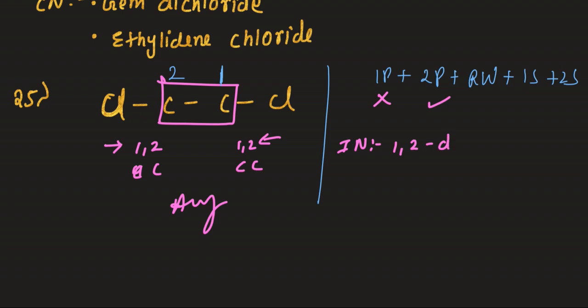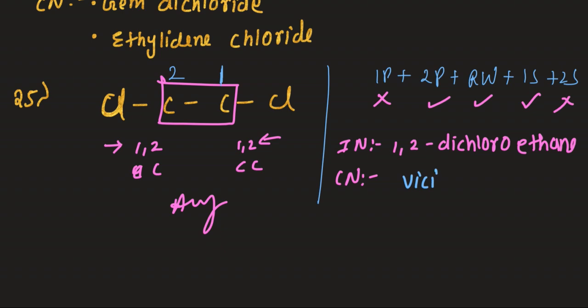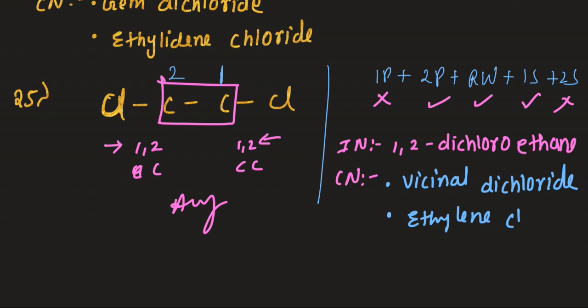So what will be its IUPAC name? 1, 2 dichloro. Next, root word is 2 carbon, ethane. 1, 2 dichloroethane. Next, coming to its common name: vicinal dichloride. Next, one more name. Whenever you have vicinal, you can take ethylene chloride.